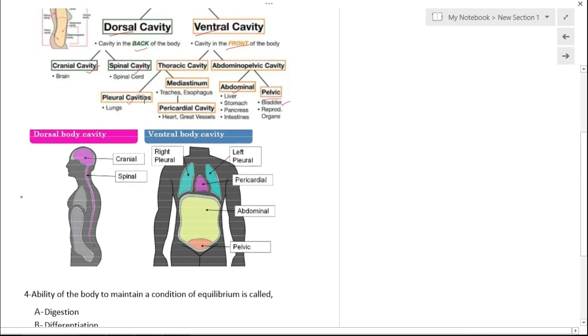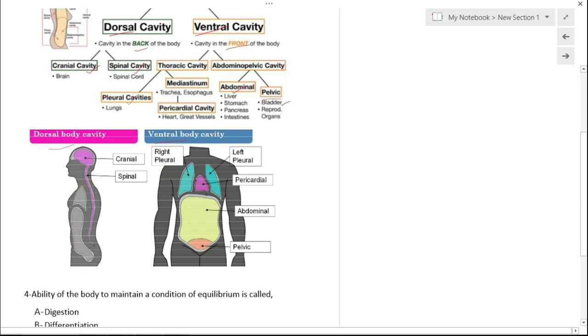Okay, if you see this picture, you can understand easily. This is the dorsal body cavity. Here it is ventral body cavity. First of all, we studied dorsal body cavity is classified into two types. So one is cranial and another one is spinal. Okay, here it is mentioned. The next one is ventral body cavity. Ventral body cavity is again classified into two types.